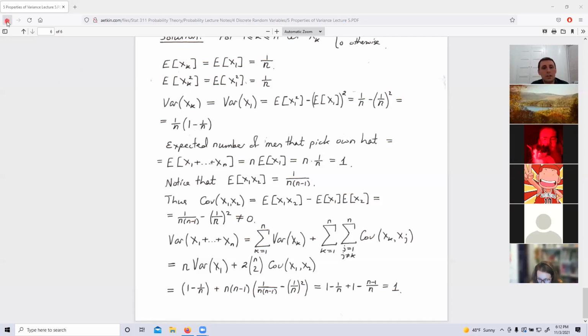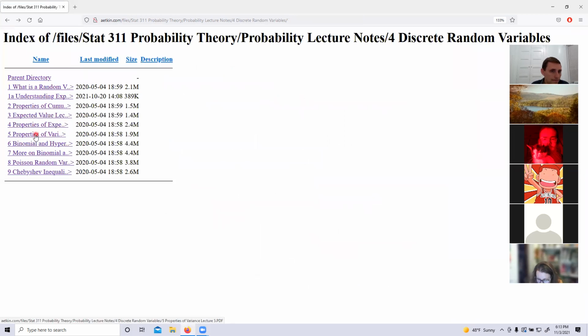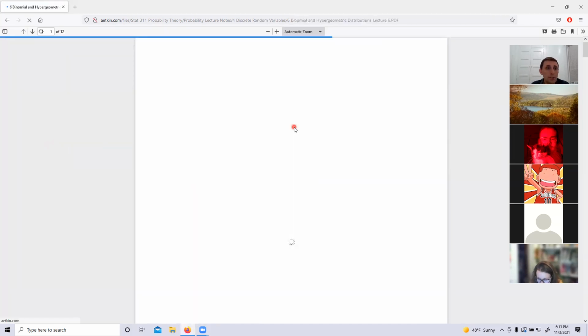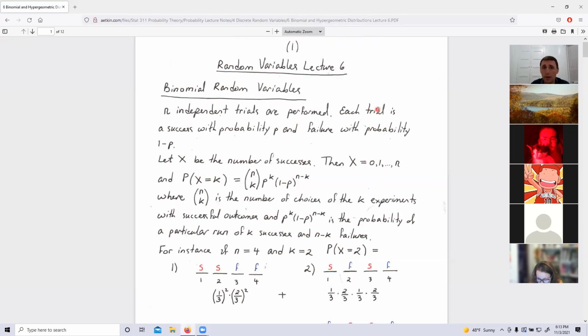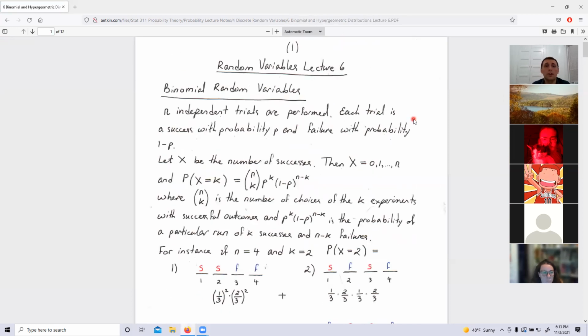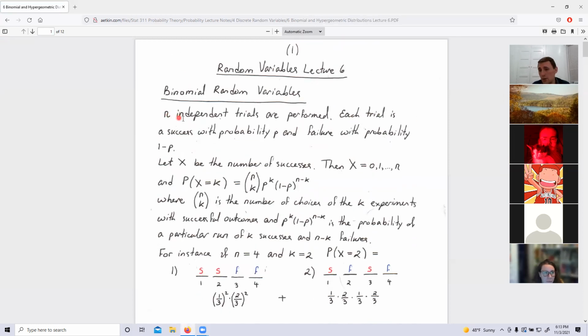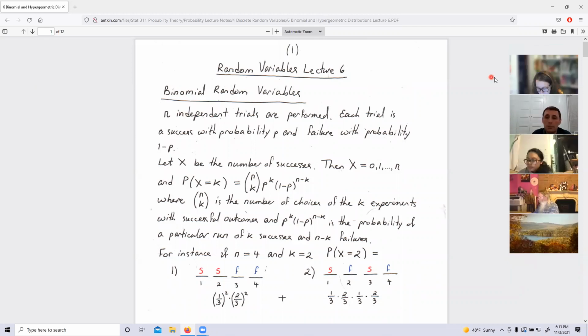All right, moving on. So we are now up to this lecture. So we begin talking about binomial random variables. So what are binomial random variables? Okay, so a very standard situation, very important one. We have n independent trials, and each trial is success with probability p, failure with probability 1 minus p. Now, what's the probability that I get k successes? So x, when it's binomial, measures how many successes I get, right?